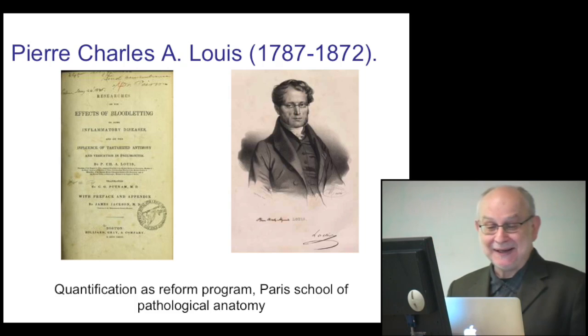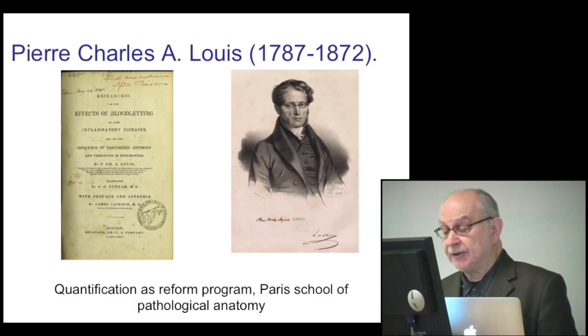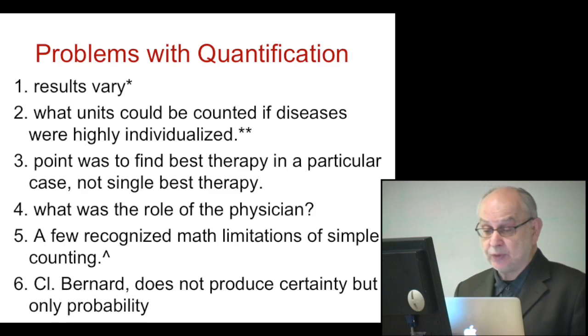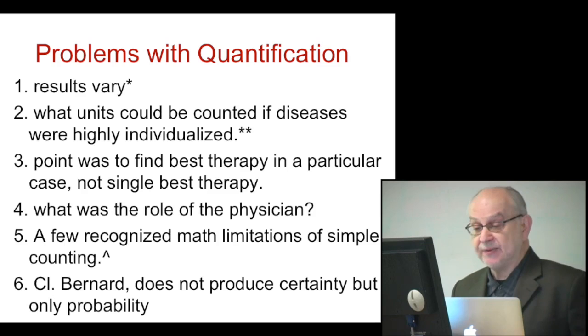His major book was about bloodletting, which was an extremely popular treatment in early 19th century French medicine. But it also had other problems, much more basic problems, which critics were quick to point out. First of all, results varied. Different observers frequently came out with very different results.